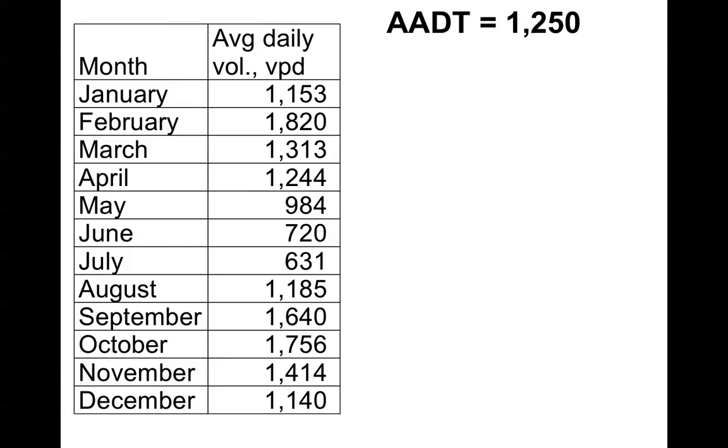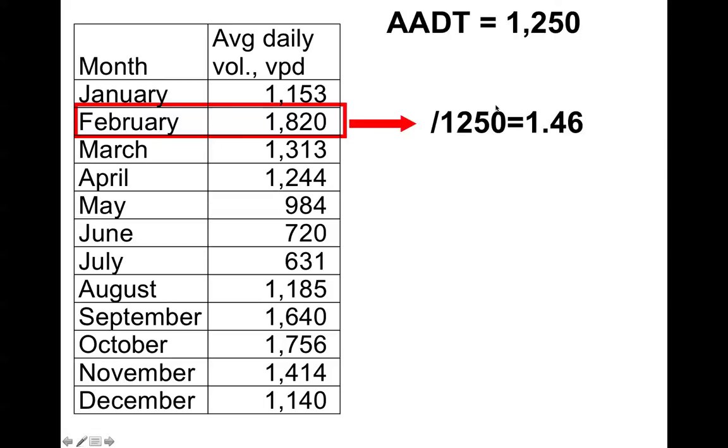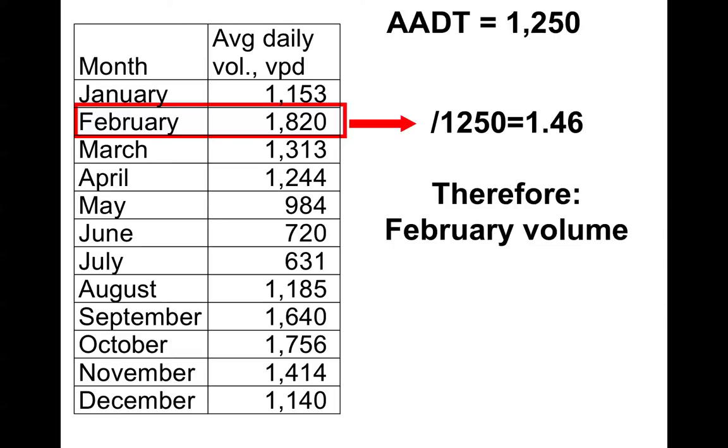Okay? So I know also I'm going to collect, I forgot to put the month in before, but if we're collecting it in February, I know that the average daily volume in February, I can get that from the big list of days, right? Is 1,820. How's that compare to the AADT? Well, it's 46% higher in February for some reason at this location. So therefore, February volumes, as I said, are 146% of AADT.